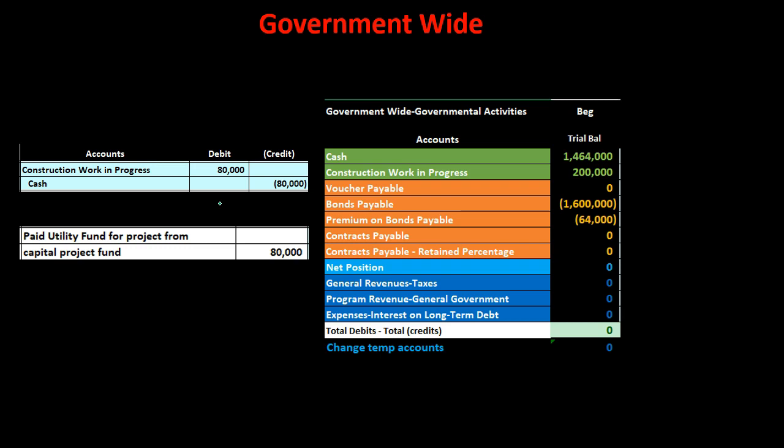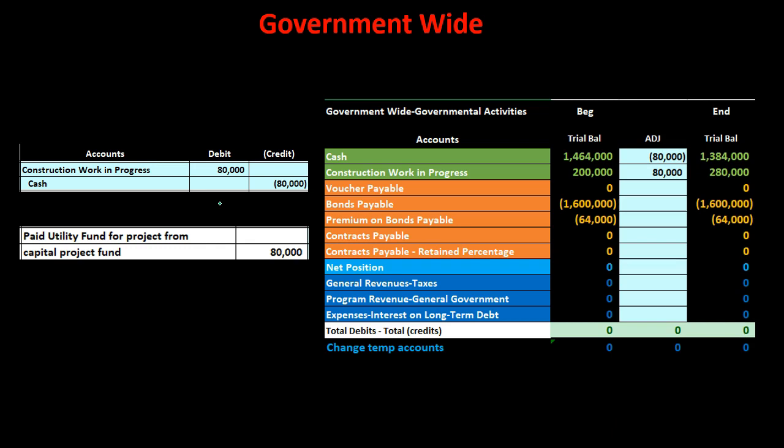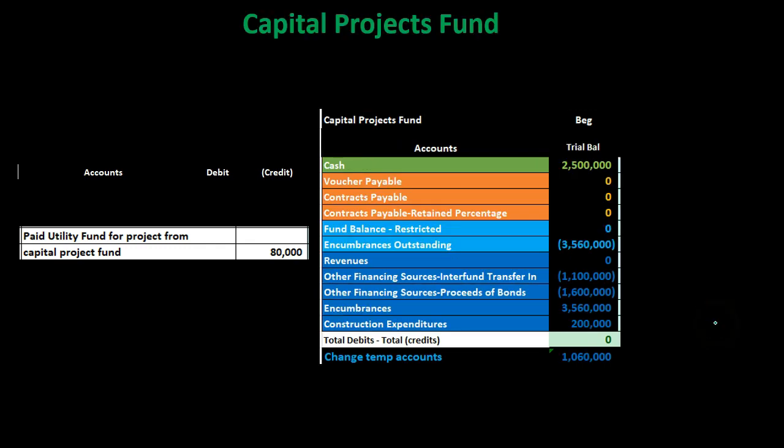Then we want to consider the fund activities. Of course, the construction project is going to be in the capital project fund. We're not going to be taking a look at the utility fund, but of course the utility fund will have the transaction there as well. If we post this one out, we've got the work in process, the thing that we're making, going up. And of course, cash, what we paid, going down with the credit, those two putting us back in balance.